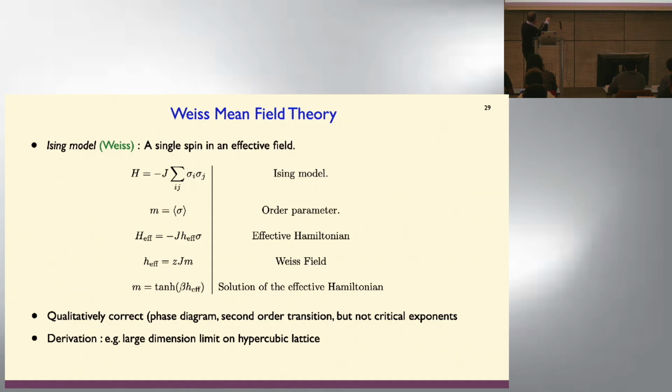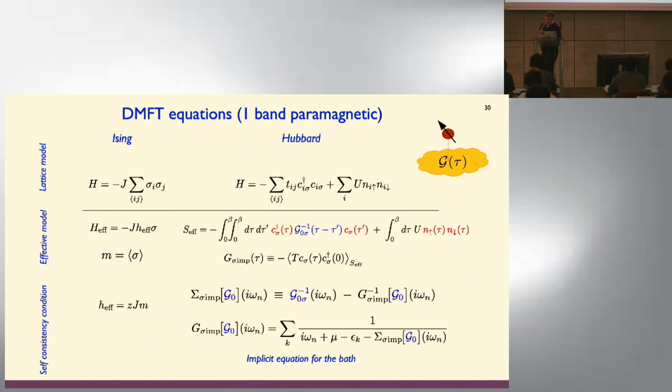We know that we can solve this effective problem. It's just a simple Ising spin in a field, so that's very easy, and we get the fact that the magnetization is the hyperbolic tangent of beta times the effective field, therefore a self-consistent equation. And we know that we can do a lot of things with mean field, qualitatively correct for some quantities, not for others, like critical exponents, but that's a different story. It's derived typically in large dimensions. So I would like to show that analogy between the two equations.